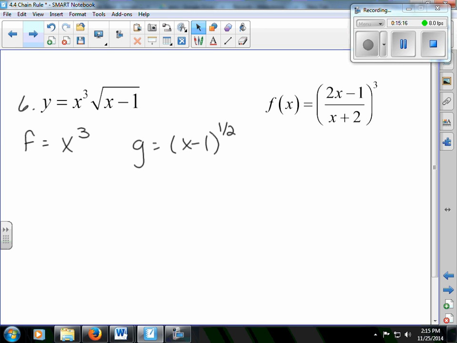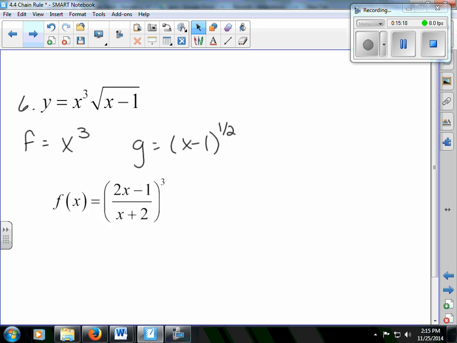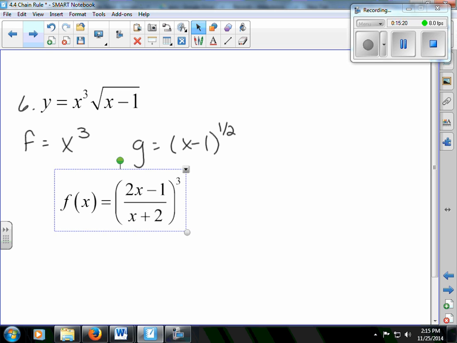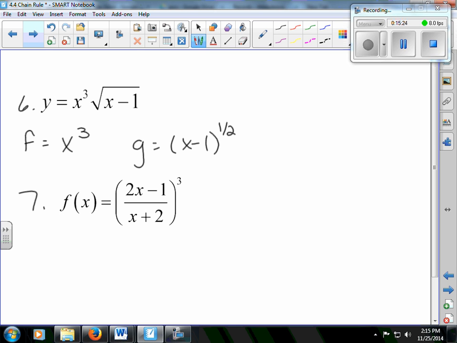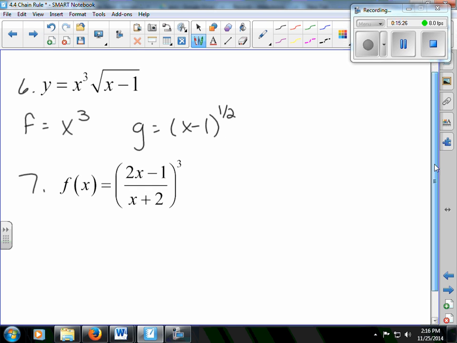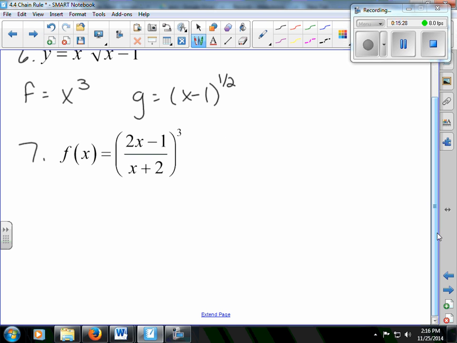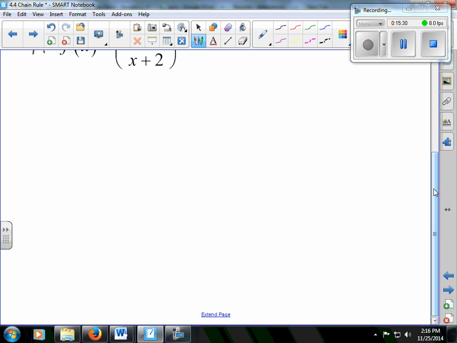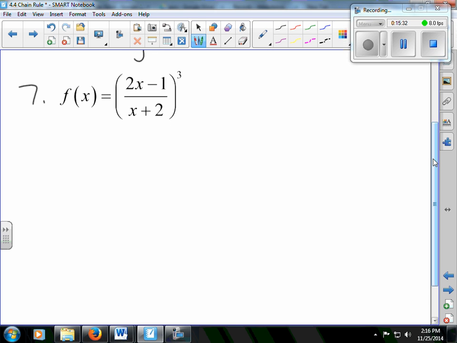Now I'm going to do number 7 with you, because this is a chain rule first. Well, it depends on how you look at it. It could be a chain rule first and then a quotient rule second. I'm going to show it to you that way. So when I look at this, I see an outside of something to the 3rd power. Am I doing outside in blue? Yes. Something to the 3rd power.